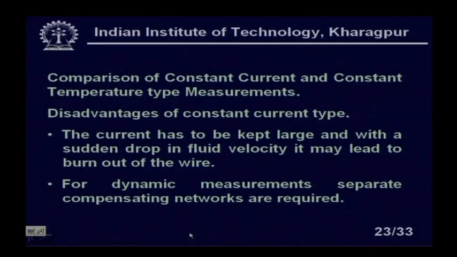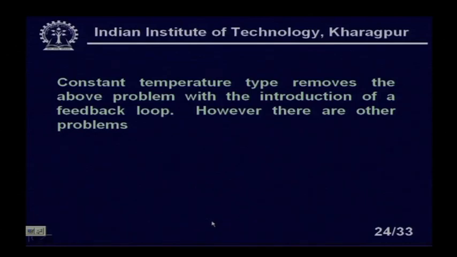For dynamic measurements, separate compensation networks are required. That means I need lead lag networks, as I told you earlier, to make the phase compensation, so that I can go for a higher frequency of measurement. Constant temperature type removes the above problem with the introduction of the feedback loop. However, there are other problems, instability and drift problems, because drift of the amplifier will come into the picture, right.